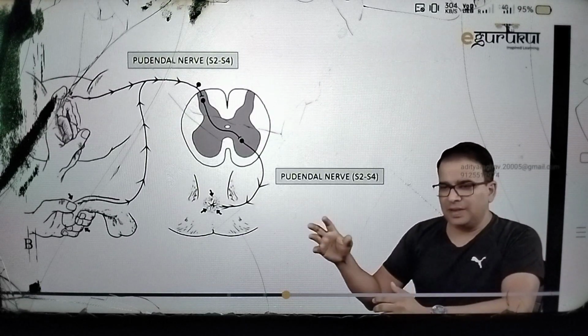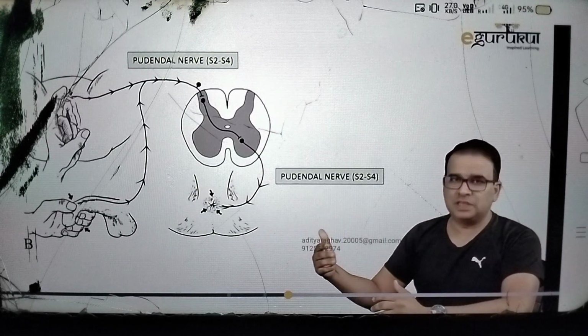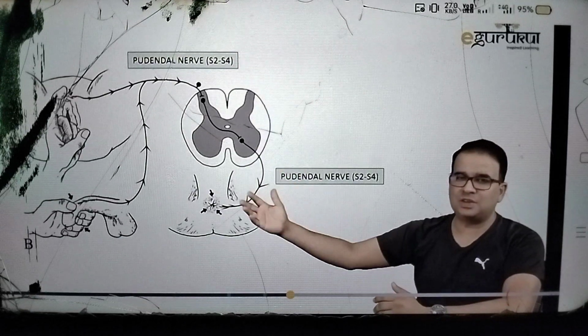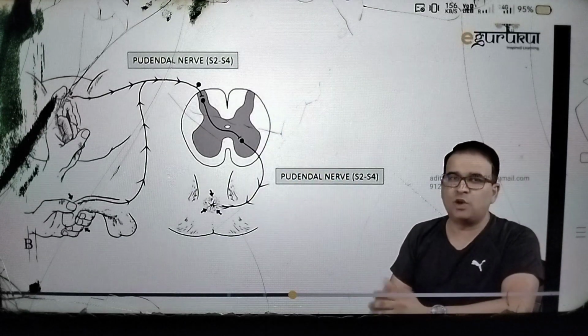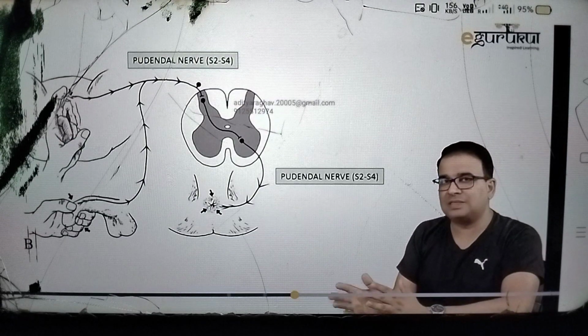Now if it is a cauda equina type of syndrome, then obviously the nerve is involved here. If the nerve is involved, obviously the innervation to the external anal sphincter, or the sensory innervation which is going to the dorsal horn, will be lost. So there will be an absent bulbocavernous reflex in case of the cauda equina.